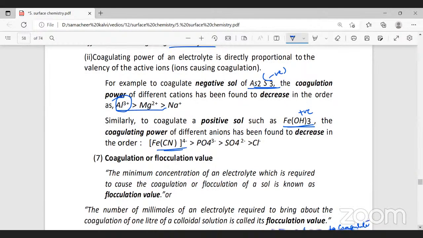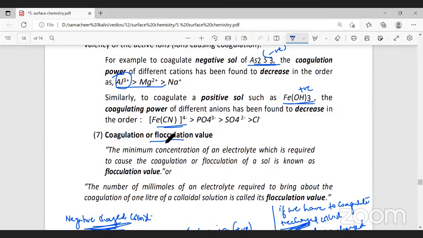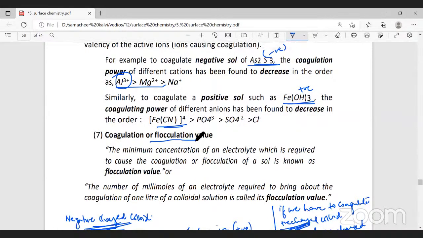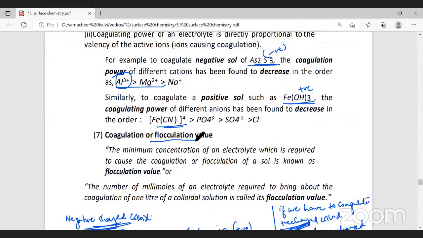So the next is flocculation value or coagulation value. What is this flocculation value or coagulation value? The minimum concentration of an electrolyte.